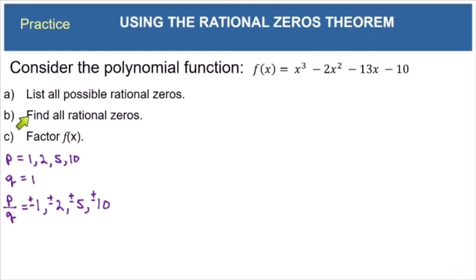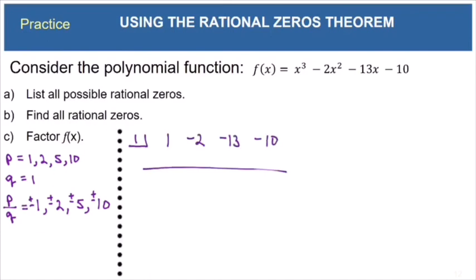Now part B says find all the rational zeros. So we'll just have to do this by trial and error. Let's start with a positive 1. And we'll do the synthetic division with 1 in the box. Here we have our x to the third coefficient, x squared, x, and constant. Okay, pull down the 1, multiply, add, multiply, add, multiply, add. And we can see that 1 is not a 0 of this function.